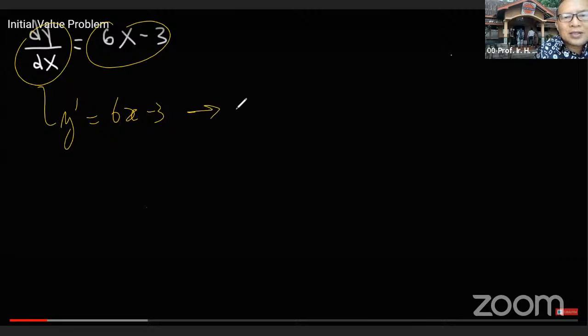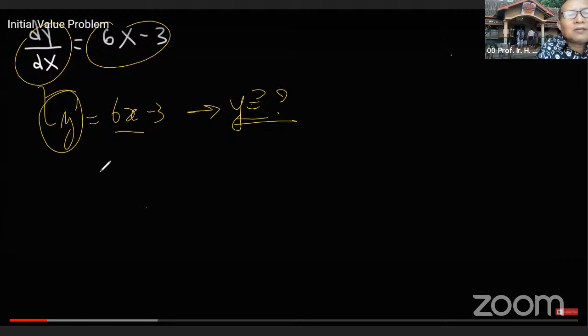So the question is, what is y? Because this is the differential, we have to finish this one. Of course, we try to integrate this one. First by using dy over dx equals 6x minus 3. And then we multiply all of this by dx.